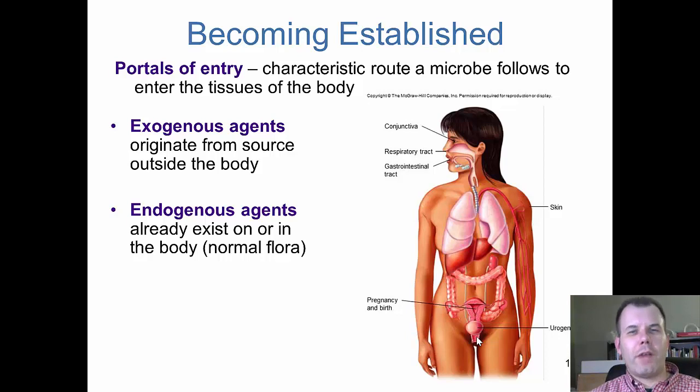Okay. We have exogenous agents, which are outside the body that then come in from other sources. So an example of an exogenous agent would be the flu virus. The flu virus either travels in particles or droplets that you breathe in, or if you grab a door handle and then pass it on to you, that would be exogenous. Endogenous are normal flora that exist in one part of the body. Say that E. coli that's growing in your intestine and ends up causing you to get a urinary tract infection because it got in the wrong spot.